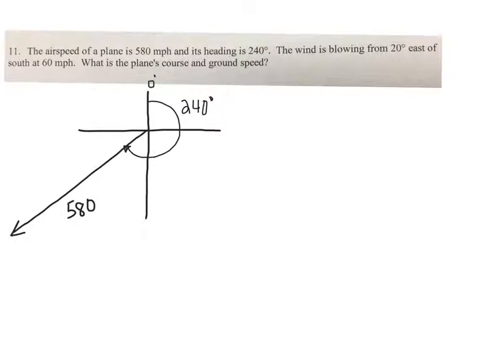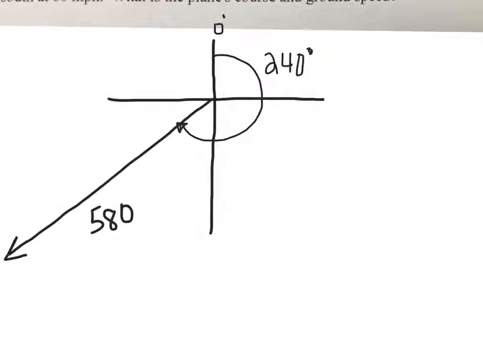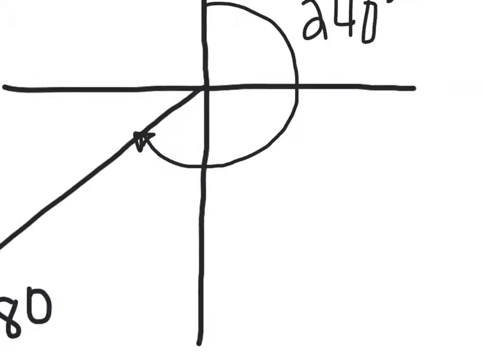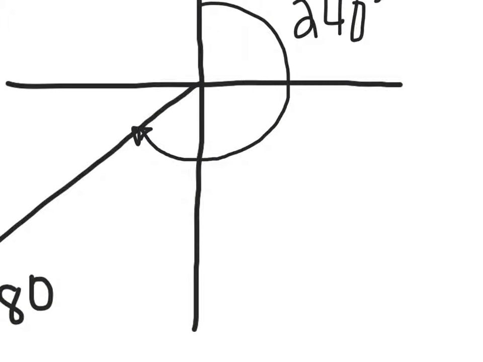Okay, and now we have the wind blowing from 20 degrees east of south. Let's talk about what that means. Here is east and here is south. So 20 degrees east of south means I start at south and go towards east 20 degrees. So we start at south directly here, and then we move towards the east for 20 degrees, and then we stop. So this is the direction the wind is blowing from.